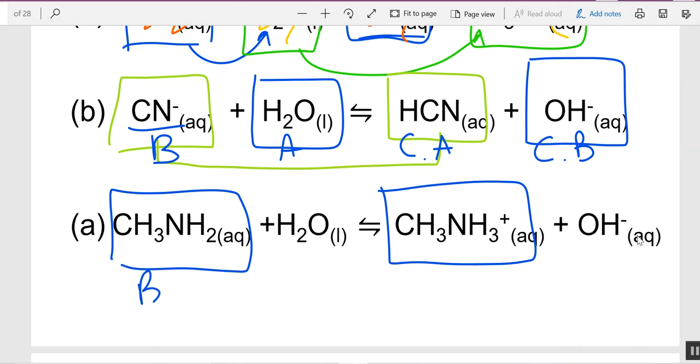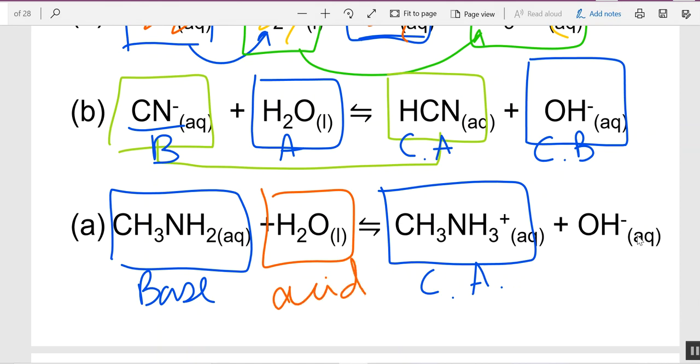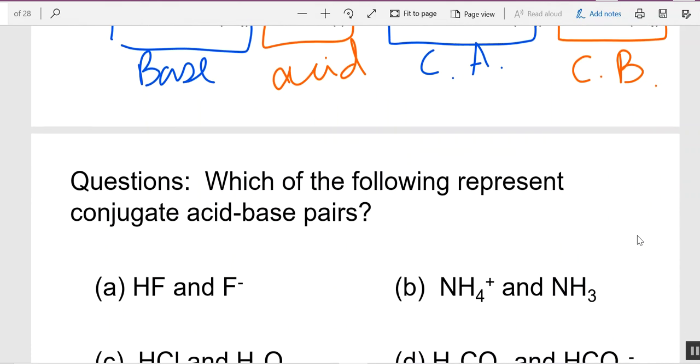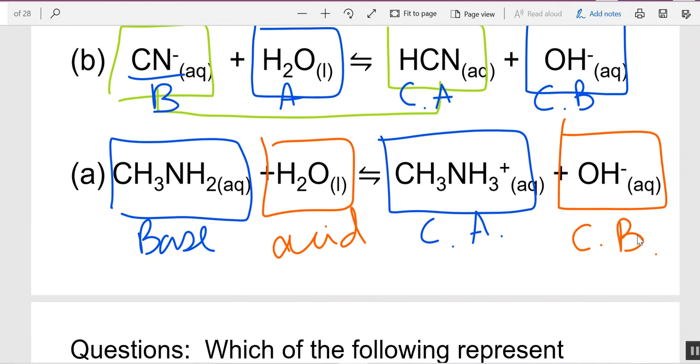So this has to be a base, and this is the conjugate acid. And then you look over here, since this is a base, this has to be the acid, and this has to be the conjugate base, just like that. Okay. So now, as you can see, if you look at this carefully, the difference between the base and the conjugate acid is only one H plus. One H plus, not two, just one.